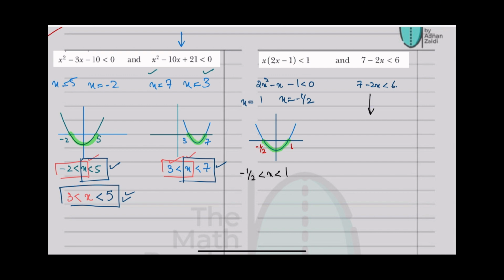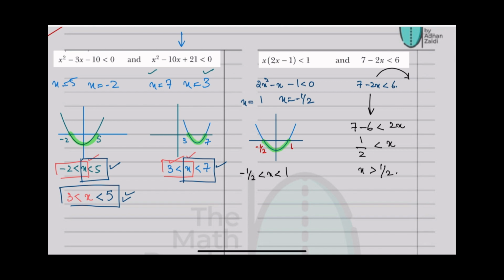Now solving this, it's just a linear, you don't have to draw it. So 7 minus 6 is less than, I'll take 2x over there, and 1 over 2 is less than x. You can also write this as x is greater than 1 over 2.